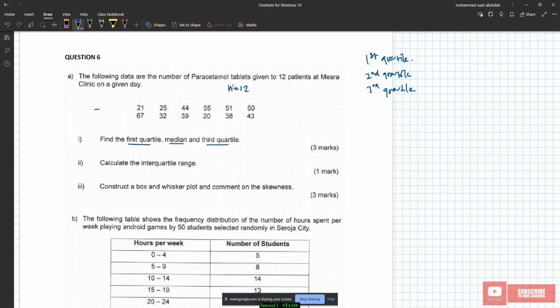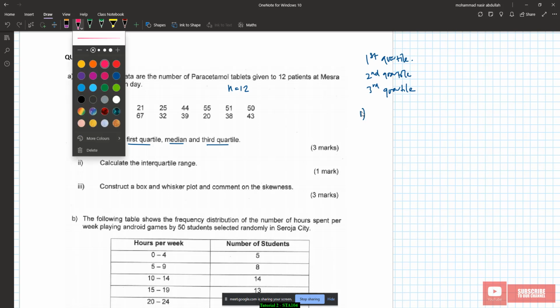So you are looking at this data. This is ungrouped data, right? Because it's not summarized in a table. So for ungrouped data, the first step is we need to arrange the data in ascending order, from the lowest value to the largest value, right? So let's arrange data dulu.